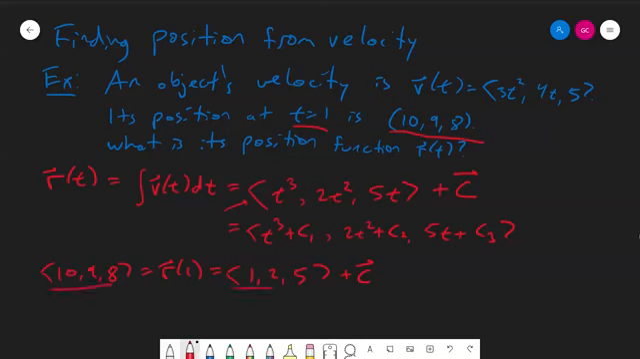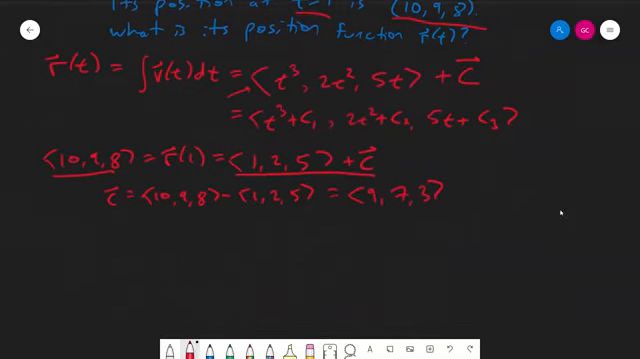Well, there's only one way to make that equation true. c has to be (10, 9, 8) minus (1, 2, 5). So in this case, (9, 7, 3). And so putting it all together, we've actually found the exact position function. So r of t must be t cubed plus 9, 2t squared plus 7, and then 5t plus 3.